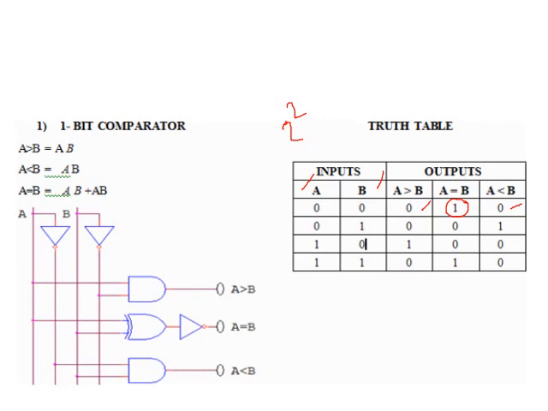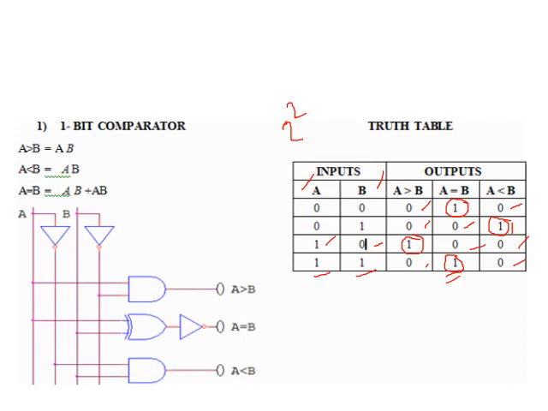If A is less than B, that is A is 0 and B is 1, then we will get A less than B as 1 here, right? And the others will be 0. Similarly, A greater than B: A is 1, B is 0, then A greater than B will be 1 and the rest others will be 0. And if we take the example of A and B 1 1, then A equals to B will be 1 and others will be 0, right? So how to implement this?